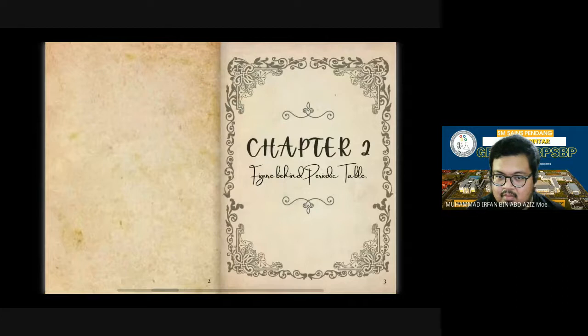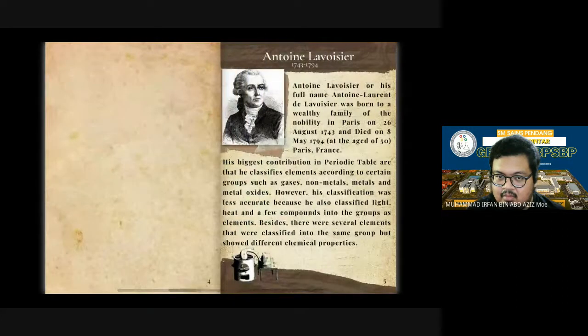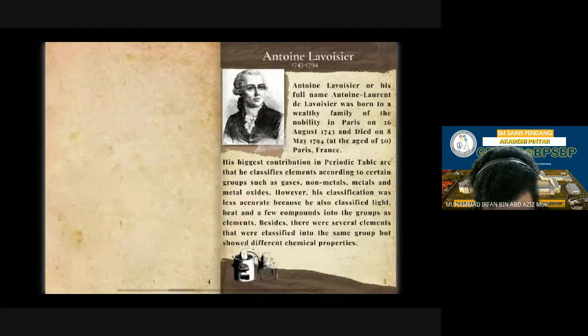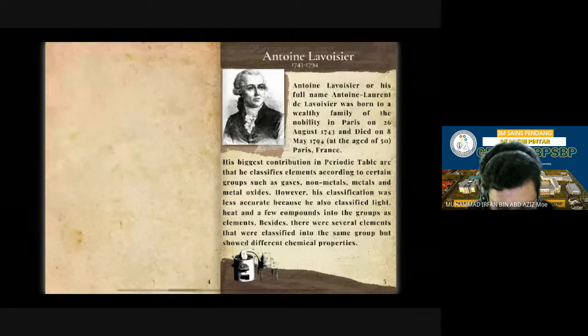Chapter 2, which is the figures behind the periodic table. The first scientist I'll be introducing to you is Antoine Lavoisier. Antoine Lavoisier, or his full name, Antoine Laurent de Lavoisier, was born to a wealthy family of the nobility in Paris on 26 August 1743 and died on 8 May 1794 at the age of 50 in Paris, France.